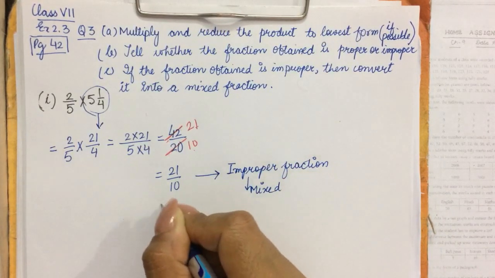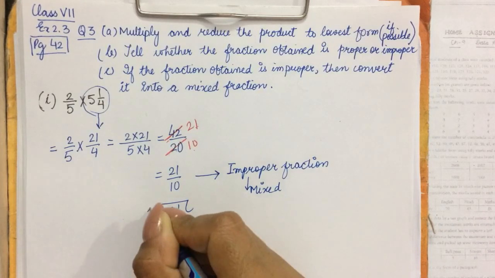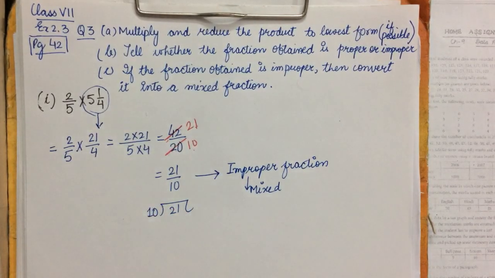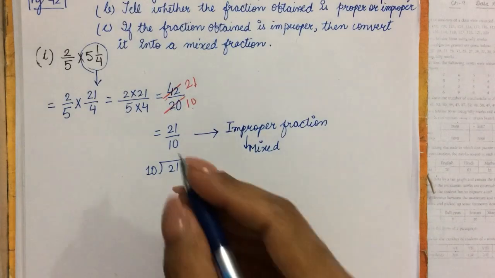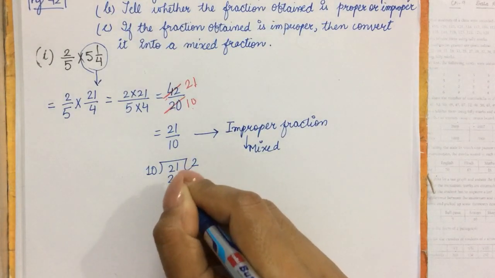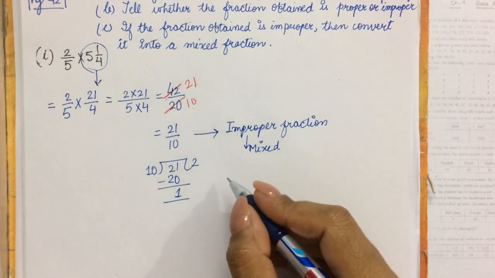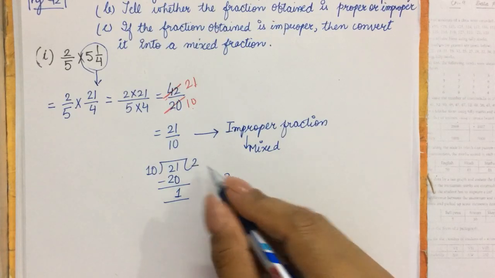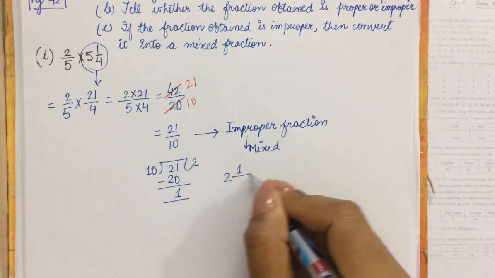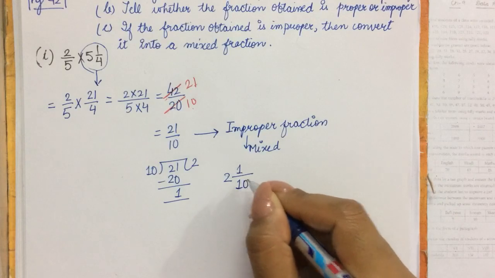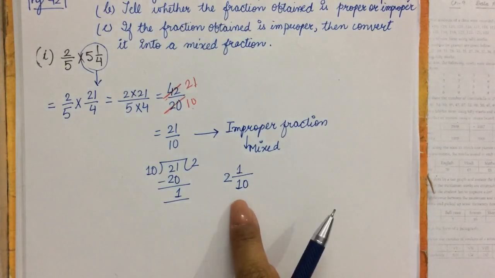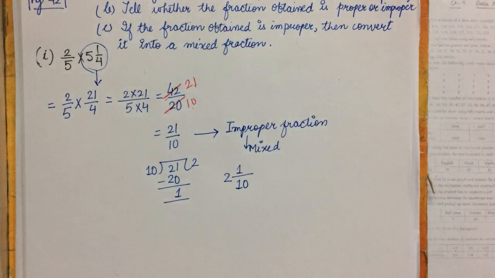For that I'm going to divide my numerator by the denominator. Let's divide. Making the mixed number: quotient on the side, remainder on the top, the denominator remains the same. So my answer is 2 and 1 by 10. Let's do one more part.